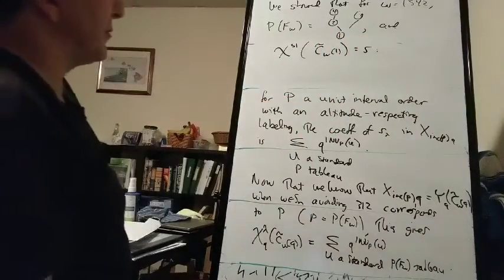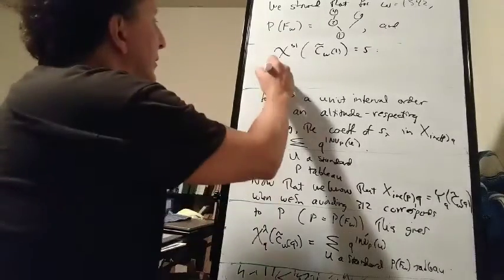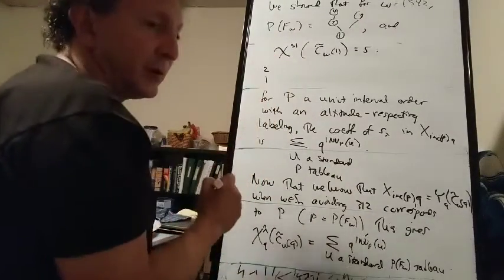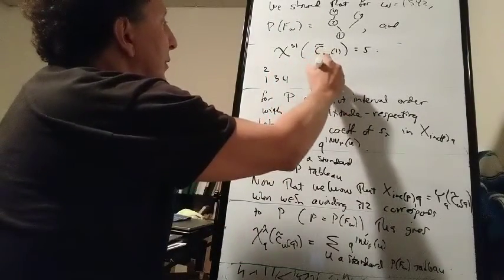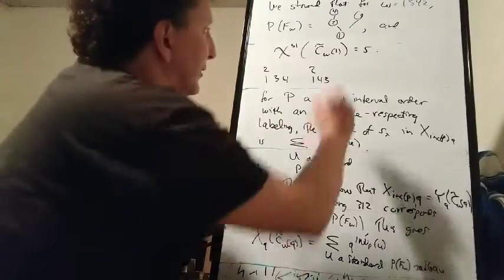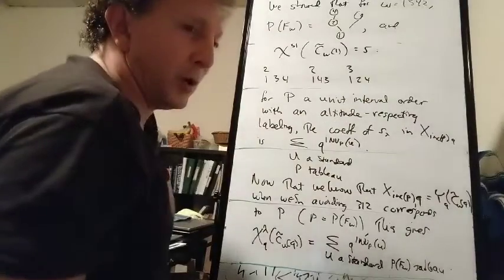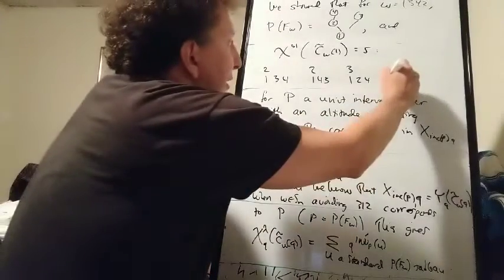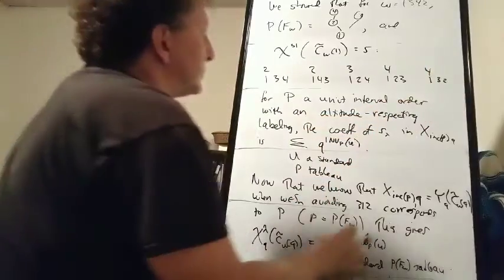We found 5 standard P-tableaux, and those are: we could have 1 and 2 in the first column, and then 3, 4, or 4, 3. We could have 1 and 3 in the first column, and then we have to have 2, 4 in that order. We could have 1 and 4 in the first column, and have 2, 3, or 3, 2.